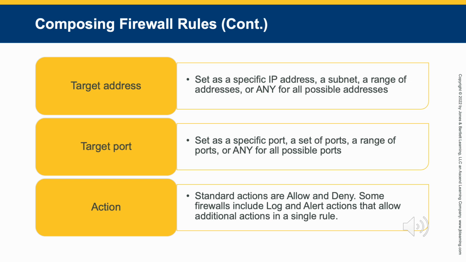Firewall rules also contain target addresses set as a specific IP address, a subnet, or a range of addresses, or any for all possible addresses. Target port is set as a specific port, a set of ports, a range of ports, or the word any for all possible ports. Action: standard actions are allow and deny. Some firewalls include log and alert actions that allow additional actions in a single rule.